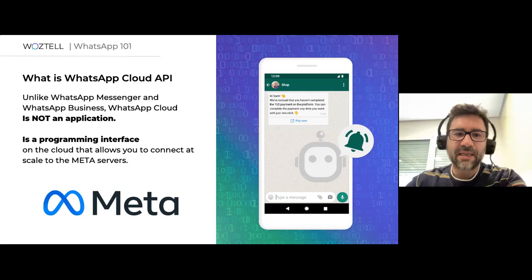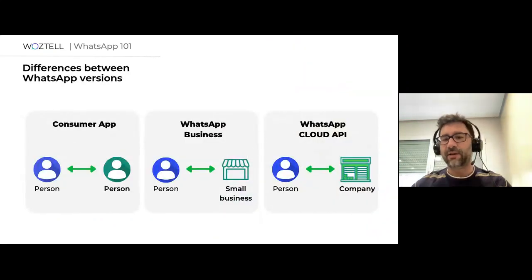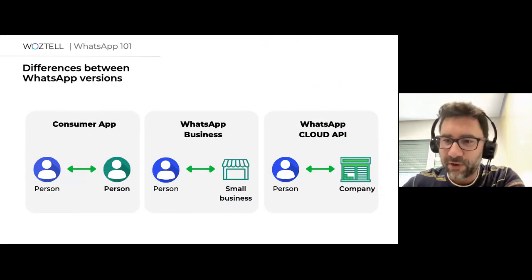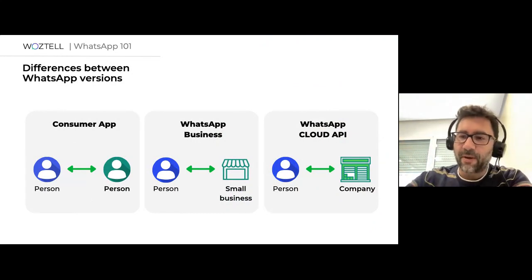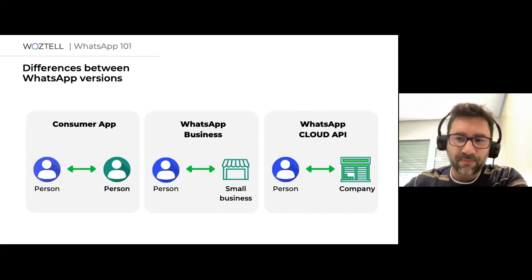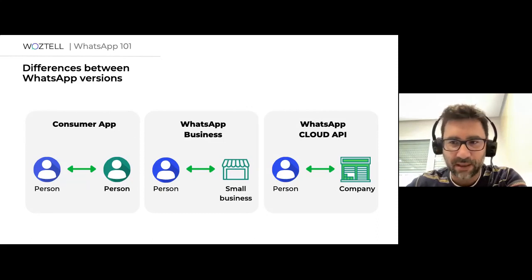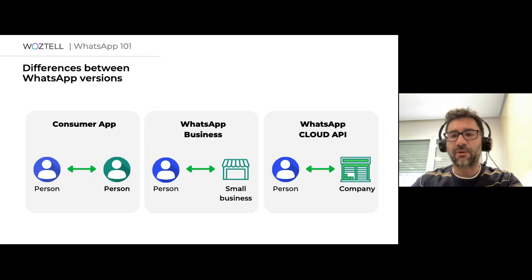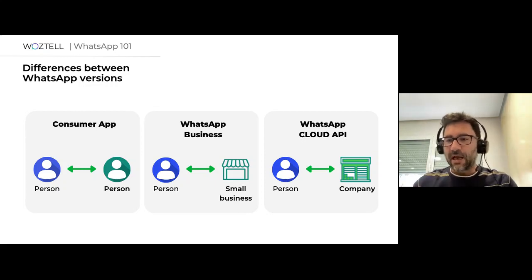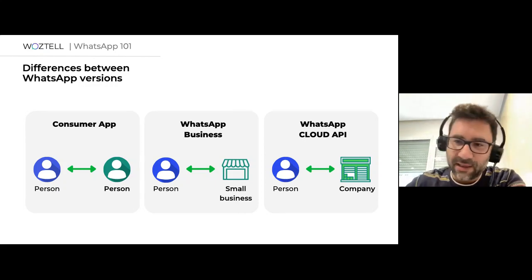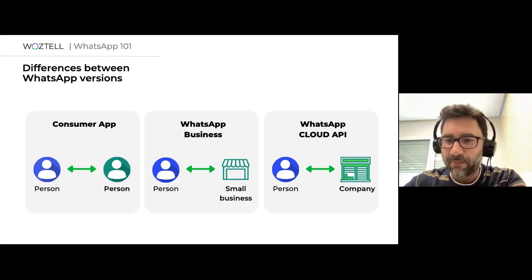WhatsApp Cloud API is not like the other WhatsApp apps. You have the consumer app, which is what you have on your smartphone, where you talk with your friends and family. Also, WhatsApp launched WhatsApp Business years ago. This is a solution for small businesses. Here you can have some tags and automated messages, and start working professionally with WhatsApp. But this is not enough for 90% of companies. That's why WhatsApp launched WhatsApp Cloud API 4 years ago.